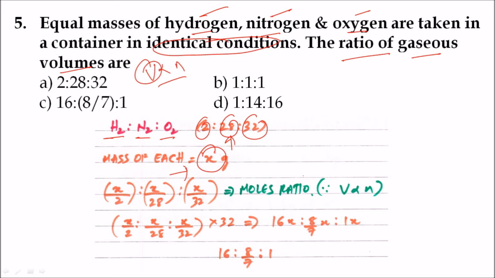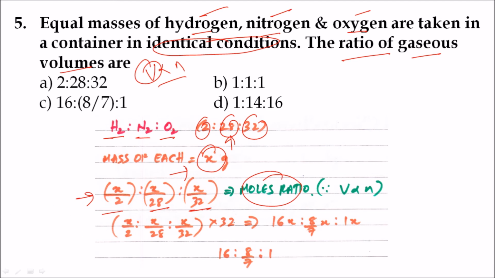Now how to get number of moles? Number of moles can be taken as mass by molar mass, right? So I have taken first hydrogen here, x by 2. For nitrogen will be x by 28, and for oxygen it will be x by 32. So this is moles ratio. Okay, why did we find moles ratio here? Because to get the ratio of gaseous volumes, we can even get it in the form of number of moles also. Okay, now just simplify this.